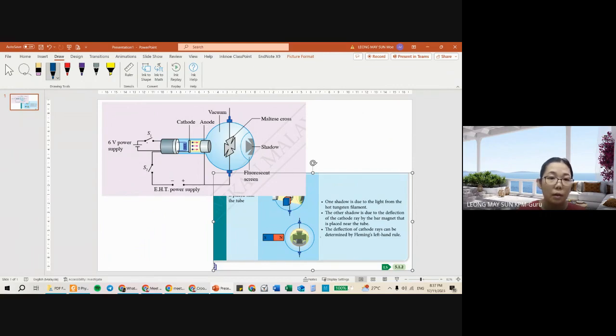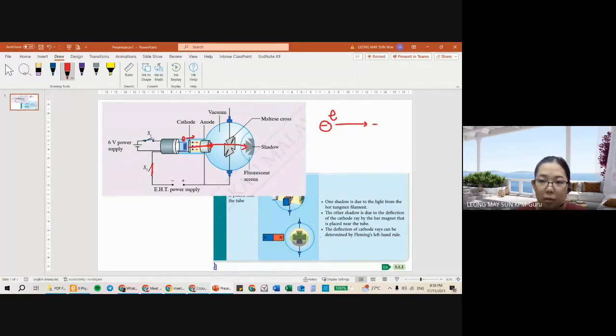Now, when S1 is on and S2 is on, electrons start to come out. When S2 is on, they accelerate in a straight line, moving towards the screen. Electrons move from the negative terminal towards the positive terminal. That's the electron movement. And when electrons move, current will be created.